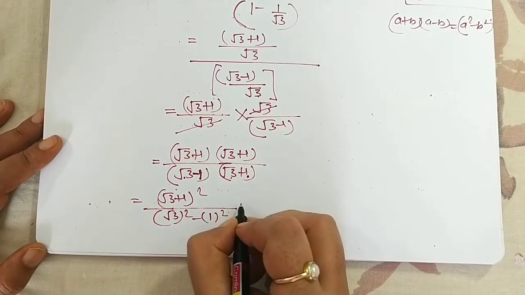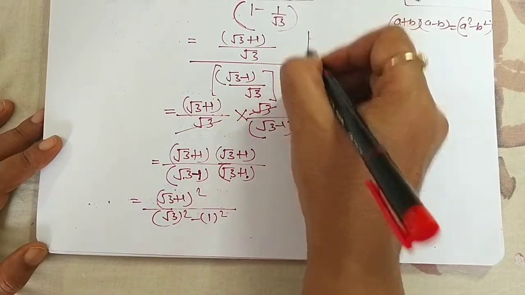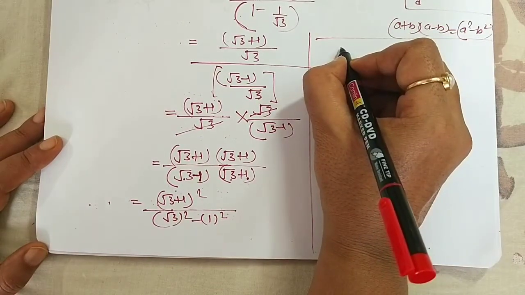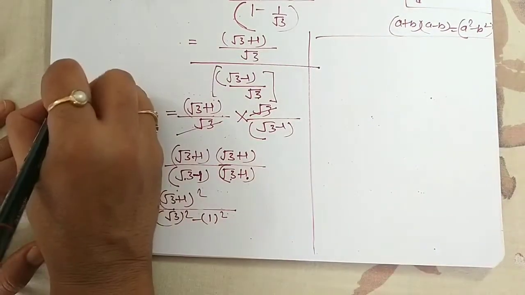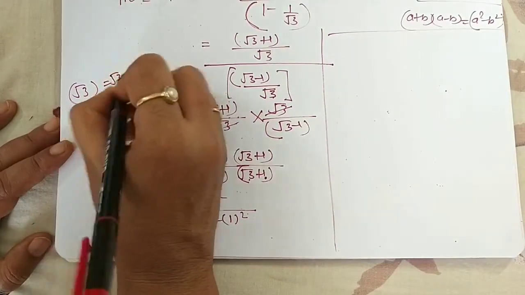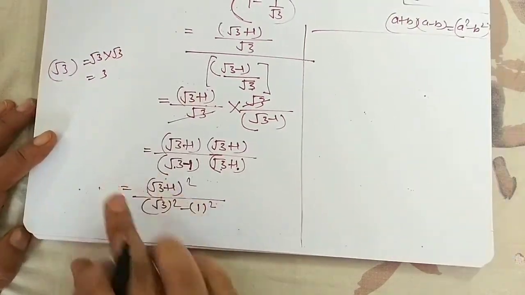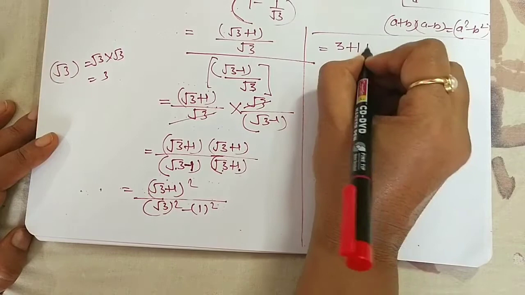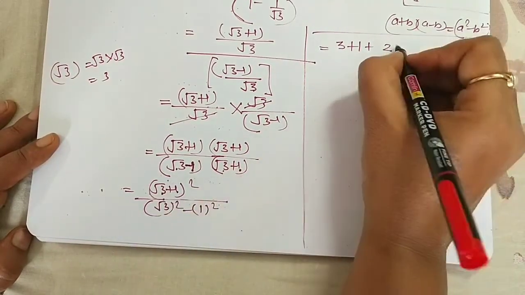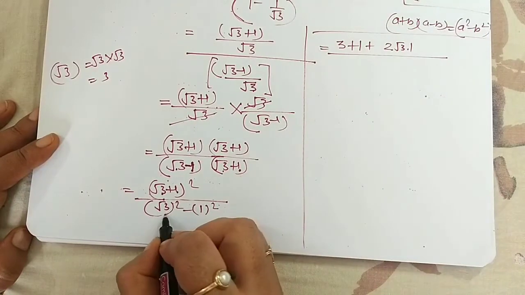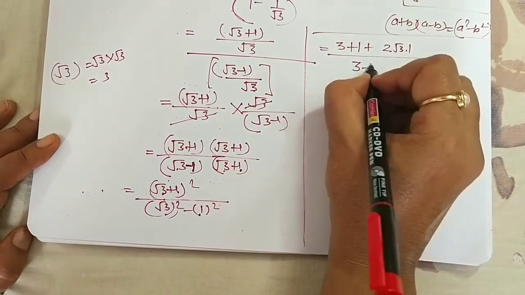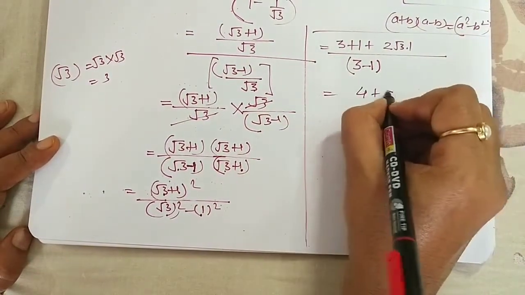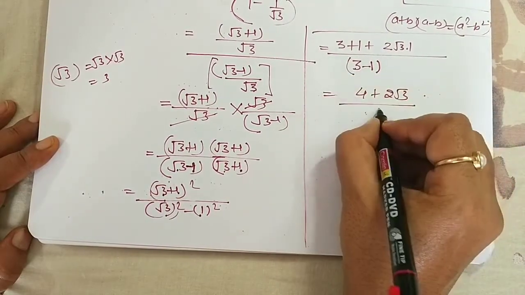Okay. So further, what will I get here? If I simplify it, top part is A square plus B square plus 2AB. So root 3 square, what is root 3 square, guys? Root 3 square is root 3 into root 3, which is 3 only. So A square is 3, plus B square 1, plus 2 A into B, root 3 into 1, by A square minus B square. So root 3 square is 3 minus 1, I just told you. 3 plus 1 is 4, plus 2 root 3, by 3 minus 1 is 2.